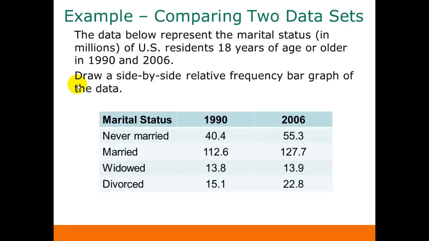And the reason that we would use relative frequencies here is that if we get our total number of U.S. residents for 1990 and for 2006, we're going to have different totals. You can even see by looking at these two columns with just the frequencies that it's a little hard to compare them. It looks like, just looking at this, that the widowed stayed about the same from 1990 to 2006, but if you consider that our totals are different, that's not really the case.